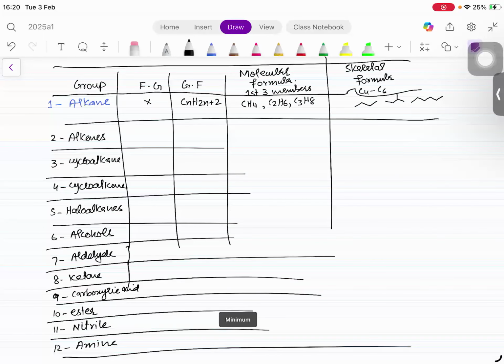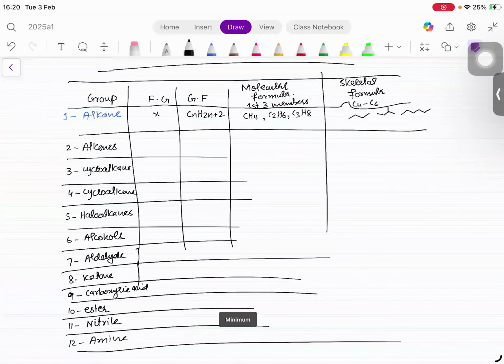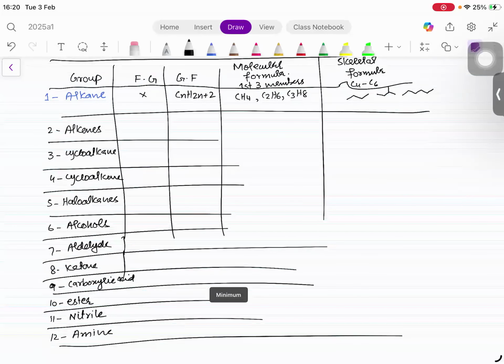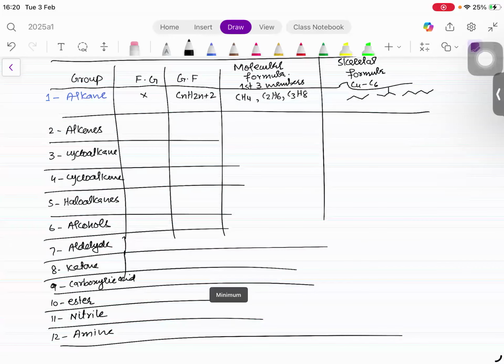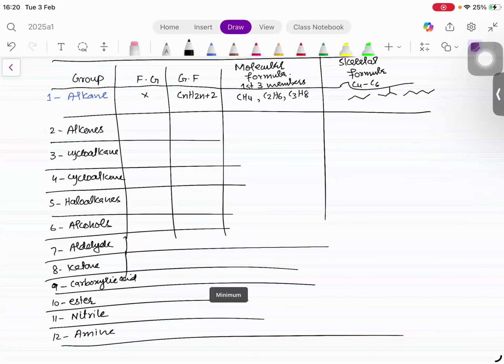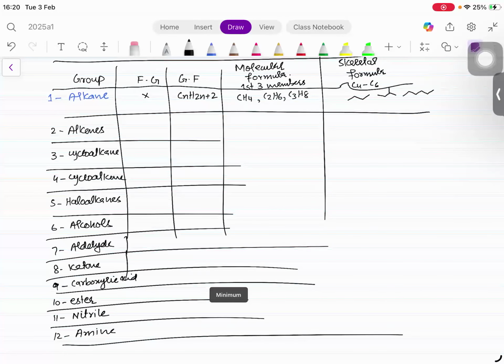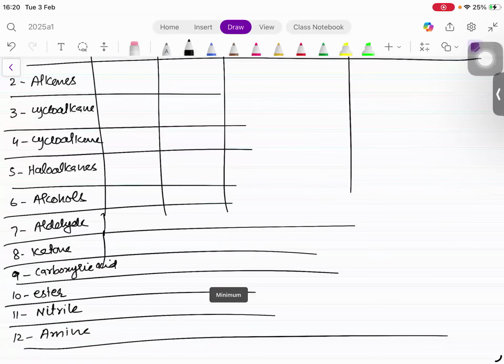Okay, the next is Gigi. You just have to write the names of the functional groups only. Put this on the group. Okay, you don't need to copy. You can copy from the group, please.